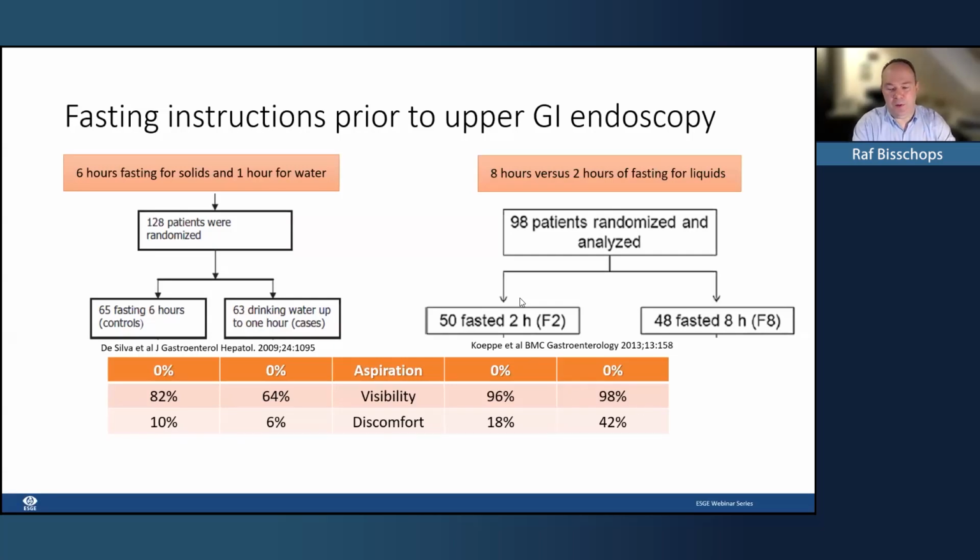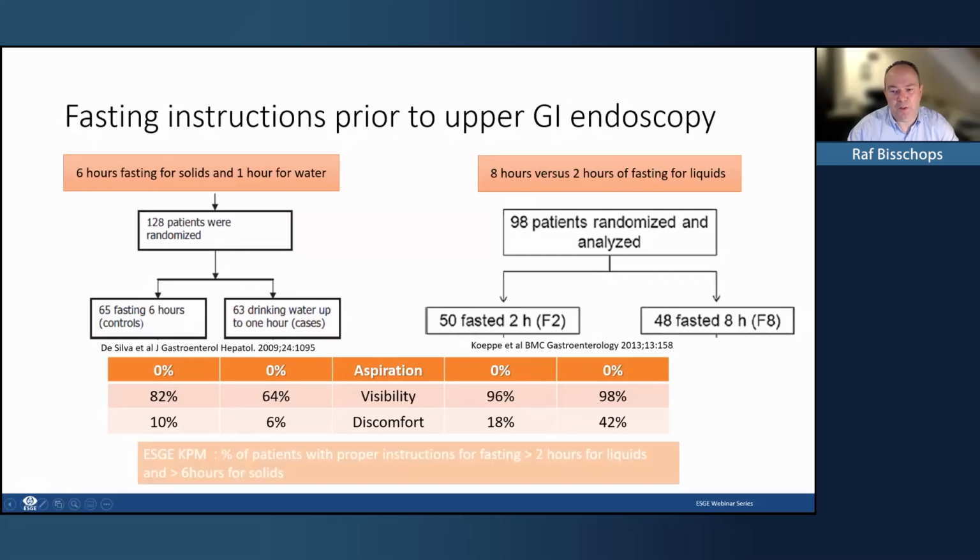So first, start with simple things like fasting instructions prior to the upper GI endoscopy. We should not overdo this, because if we ask patients to fast too long, this can be a burden on the patient. And there's little evidence, but some evidence available that we should fast for solids for 6 hours and at least 2 hours for liquids. And if we summarize this evidence, first of all, if you do that, you see in these studies there was no risk for aspiration, but the visibility increased when you fast 6 hours for solids, but there's no difference in visibility if you fast 8 hours for liquids. So you can allow patients to drink water up to 2 hours prior to the procedure, unless they obviously have a severe gastroparesis.